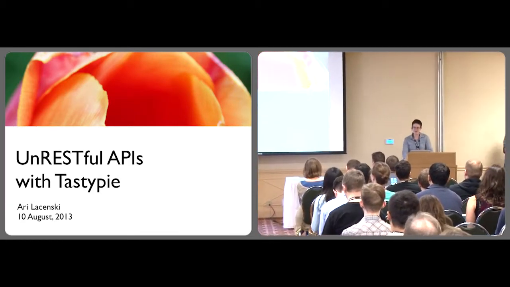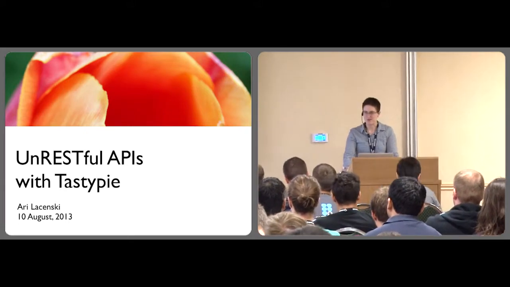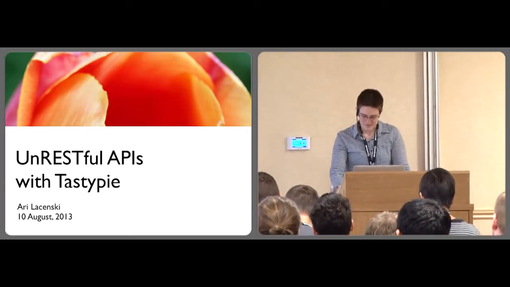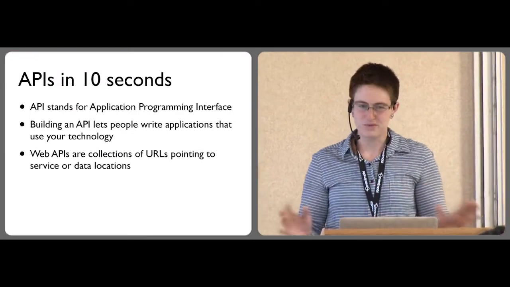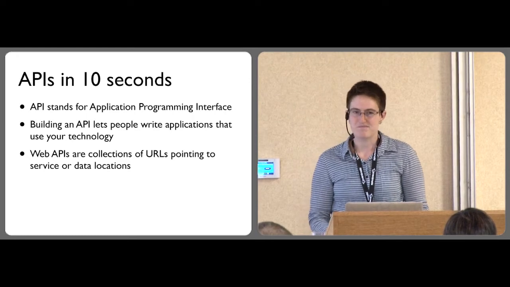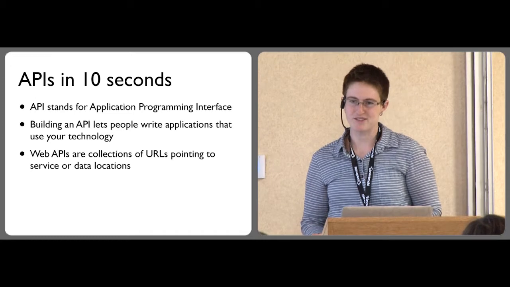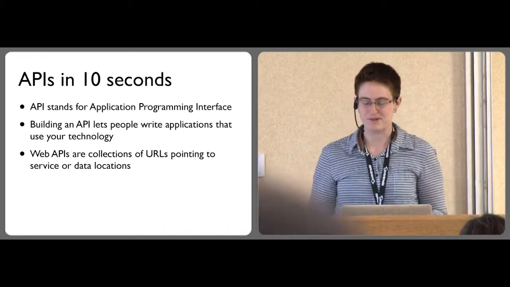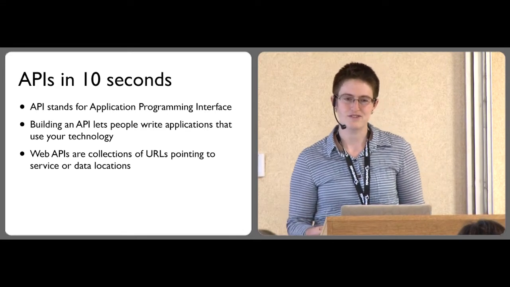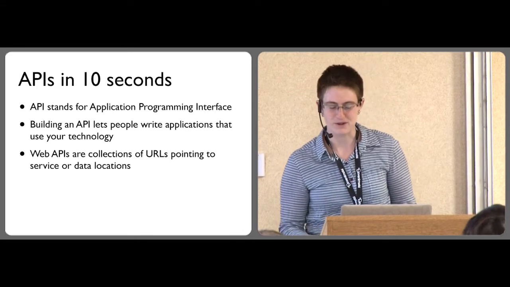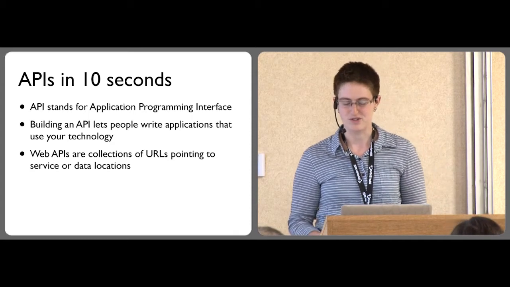So I'll be talking today about API design and construction with Django using my preferred API library, Tastypie. Okay. Just a really quick rundown in case you are new to building APIs. Here's a review. API stands for Application Programming Interface, and the fundamental is that you are creating an interface to your application for a third-party developer to write programs to. So building an API lets somebody else write an application that uses your technology.